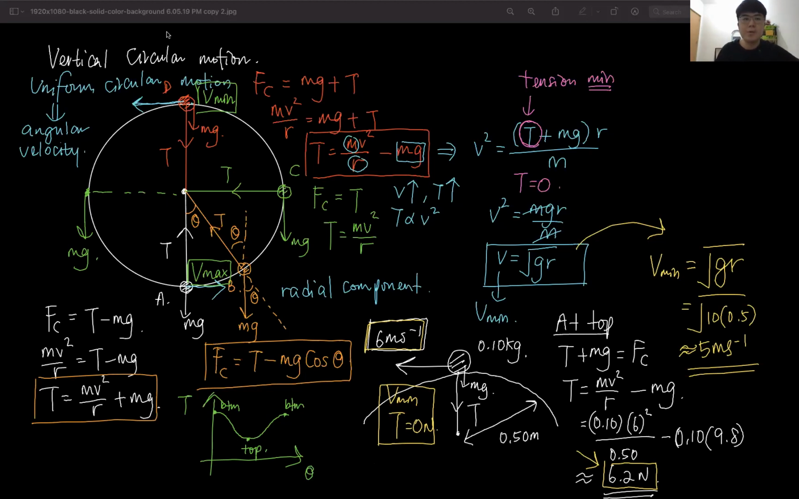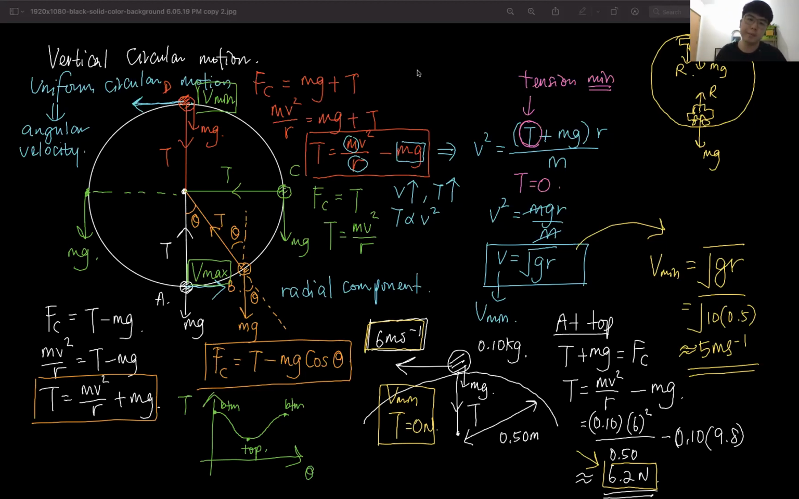Other similar examples are like we discussed last time, the car moving in a vertical loop. Okay, it's like the loop. So car here, mg. Instead of tension, then we use reaction. Up here, mg down, and reaction also down. Concept is similar, just different applications.